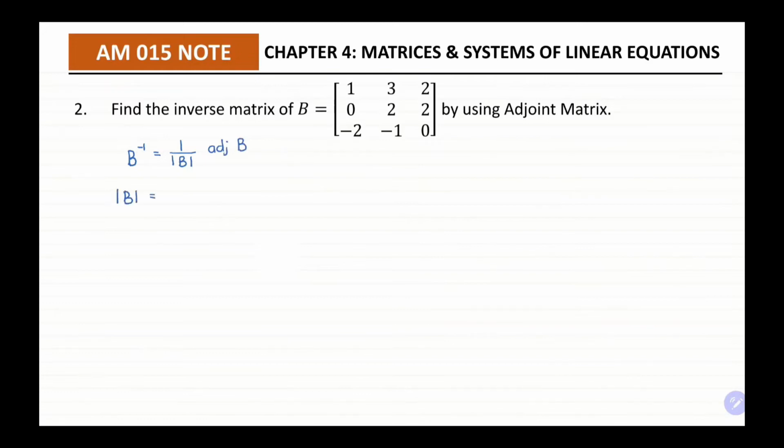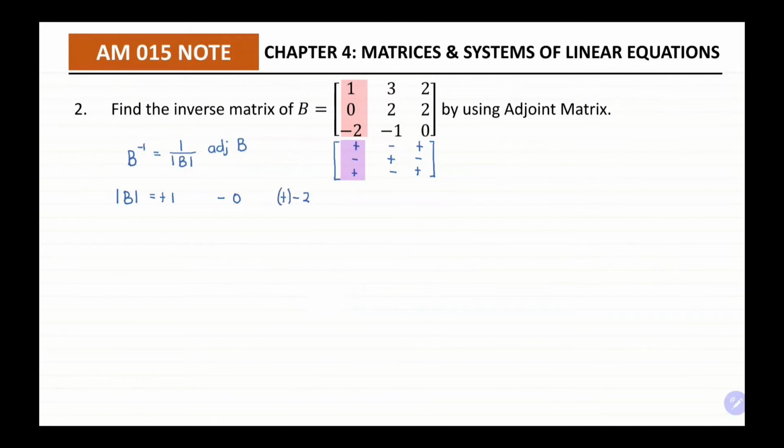Still remember how to find the determinant? We choose any one row or any one column. Tips dia, pilih yang ada 0. Now I choose the first column. Before that, we take out the sign for cofactor. Then we take out the numbers. So 1, 0, negative 2. Then we put the sign for the first column, so plus, minus, plus.